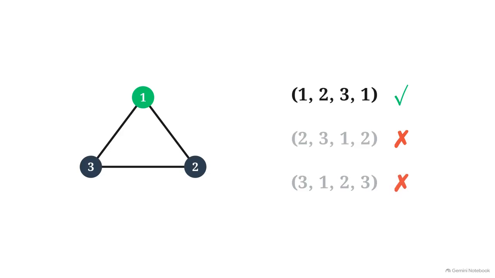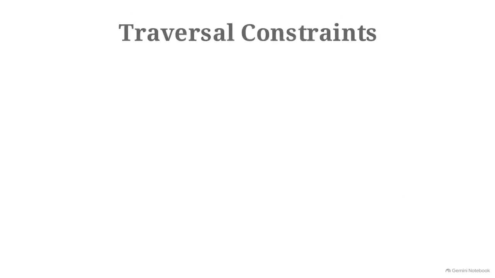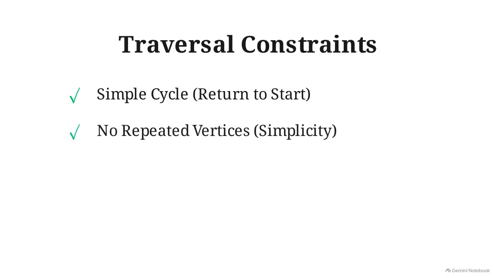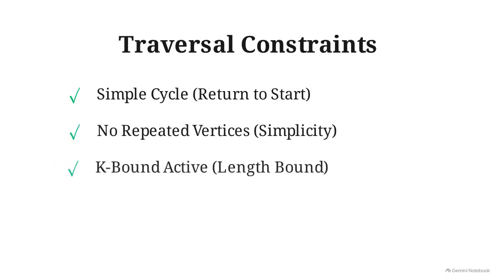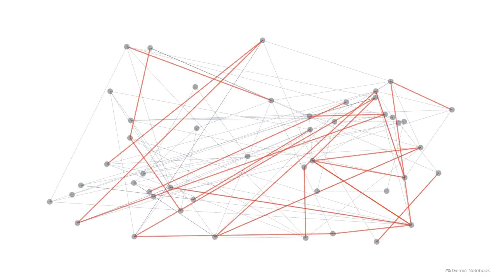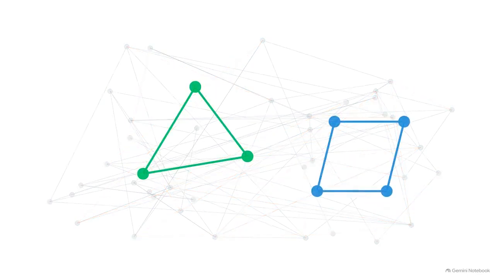Let's review the rule set. We required the path to return to its start. We blocked active nodes to ensure simplicity. We truncated the depth to respect the maximum length bound. And we required a canonical starting vertex to prevent duplicates. Layering these rigid mathematical constraints together takes a potentially infinite chaotic graph traversal and turns it into a precise, targeted extraction tool.